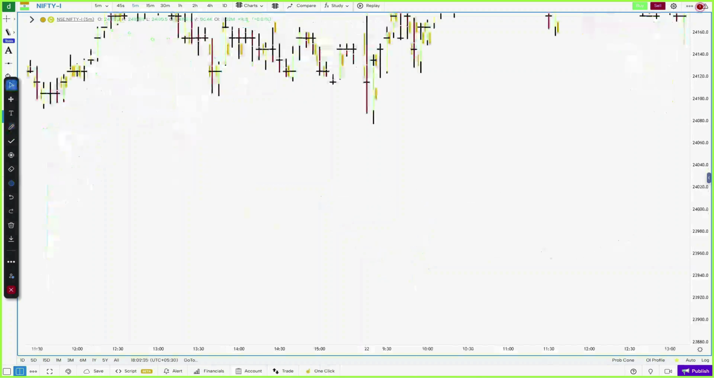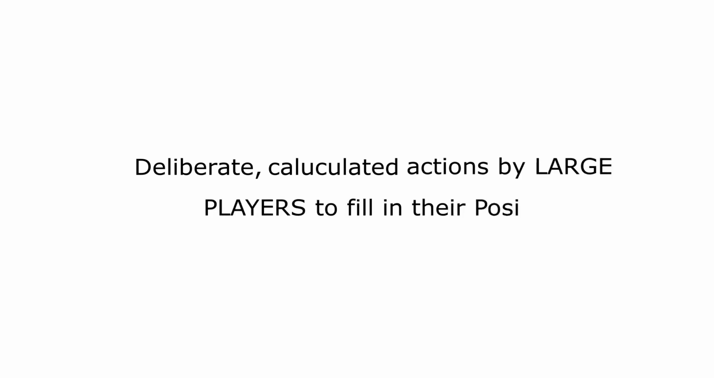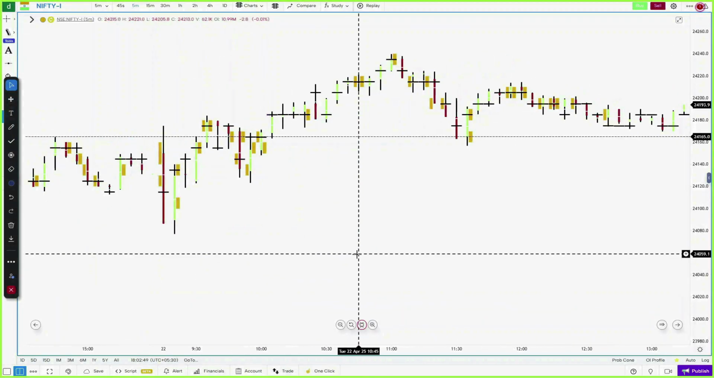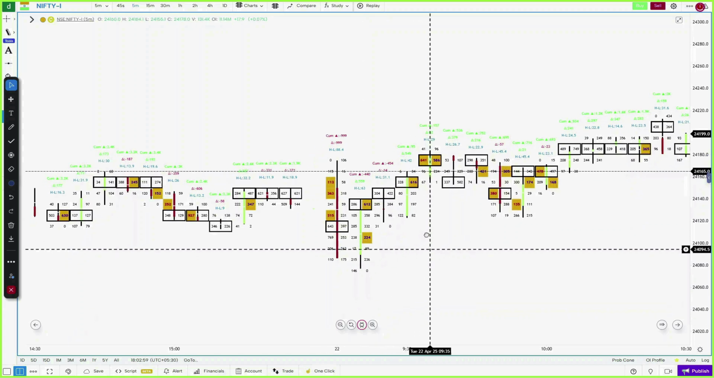The larger the round number, the higher the probability that a liquidity sweep will happen around that number. The key insight you need to understand is this: these are not random price movements, they are deliberate, calculated actions by large players who need to fill their positions. And this is where footprint charts help a trader, giving us a front row seat to the liquidity sweep.